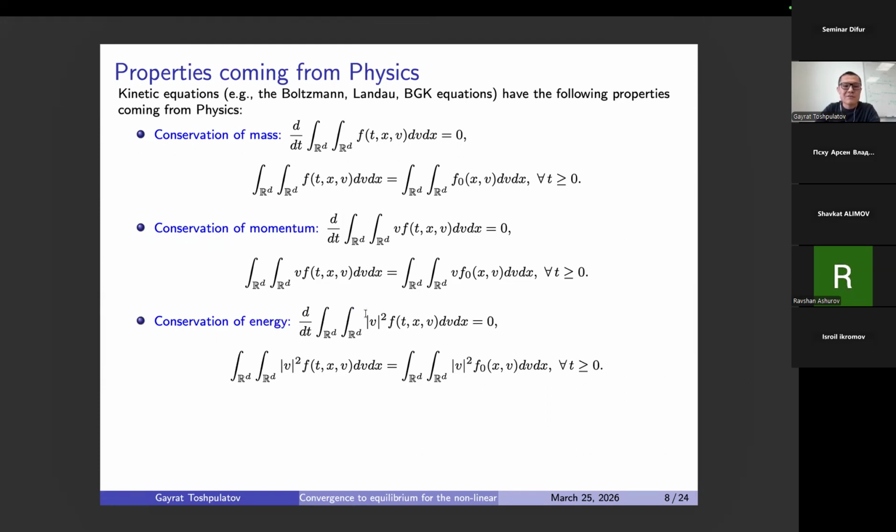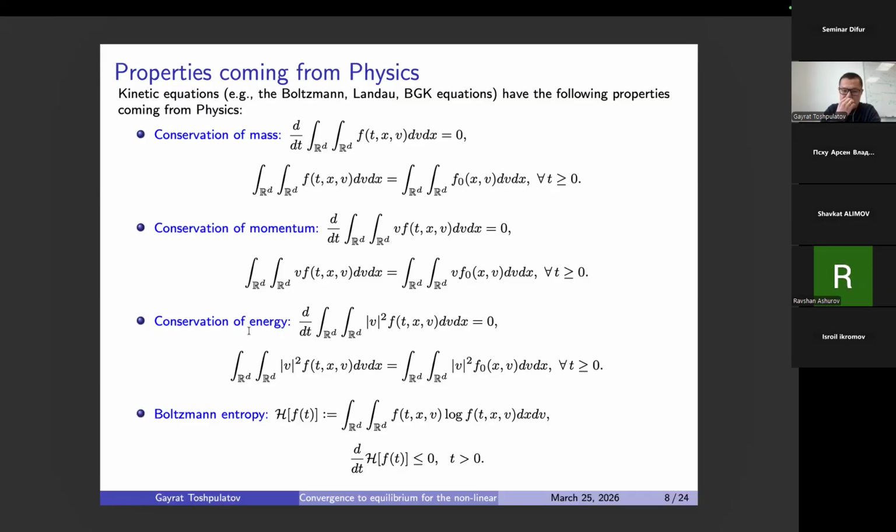Another conservation is energy conservation. So if we multiply f with v squared and integrate, then the time derivative of this is always zero, and hence we conclude that this integral is equal to the integral of the initial data. So these properties come from physics. It means that the first property says the number of particles is conserved, the second one is that momentum is conserved, and energy is conserved.